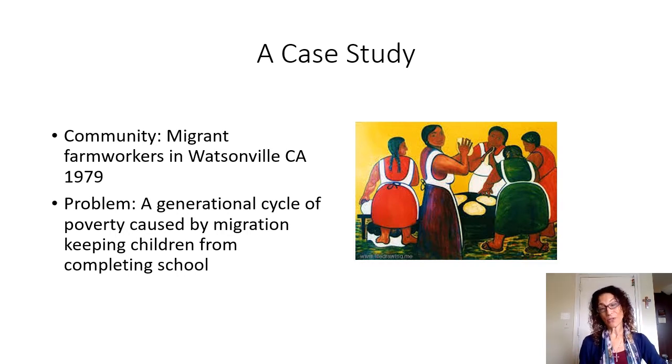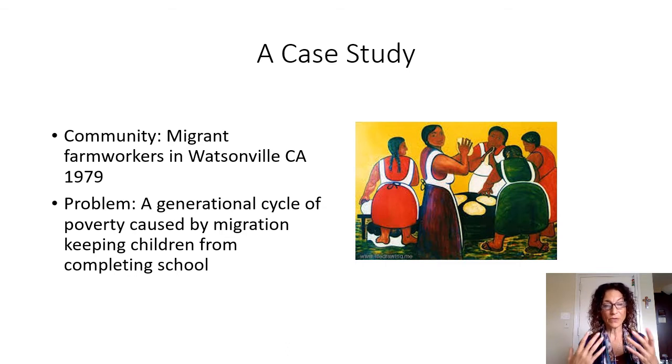A number of years ago, I was working with a community of migrant farm workers in Watsonville, California. It was 1979. The problem that we were dealing with was that the typical life of migrant farm workers in the United States is that they would follow the crops. So they would work in one area for a while. They would work in Watsonville during the spring and summer. And then during the winter, they would go to other parts of the country where there were other crops.